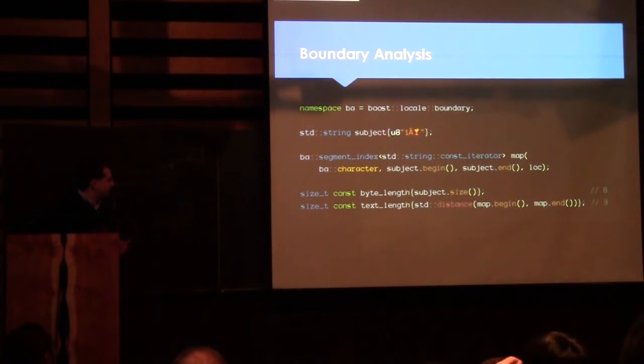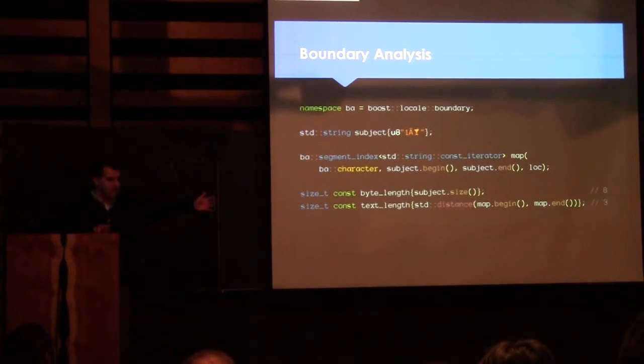For example, here you can see that the byte length of this string is 8, because again, it takes 8 UTF-8 code units to represent it. But if we iterate over it using this segment index iterator, we only get 3, which is the number we would expect: 1 for the A, and then the diaeresis, the two characters together, and then 1 for the cocktail glass.